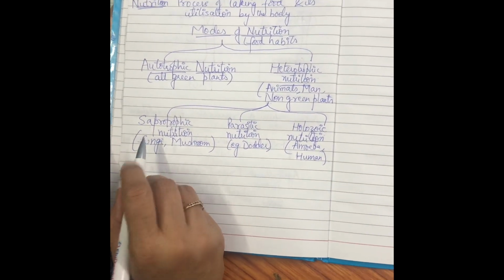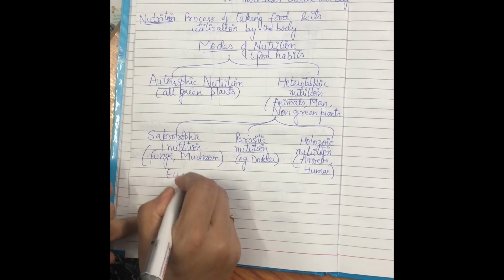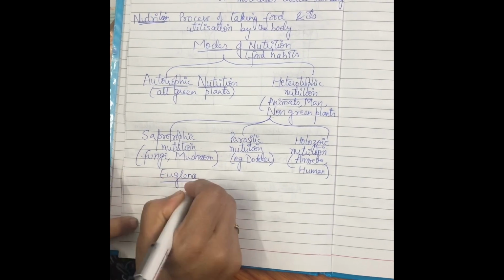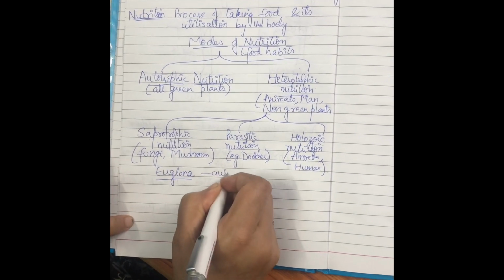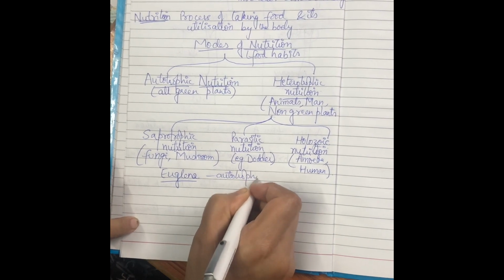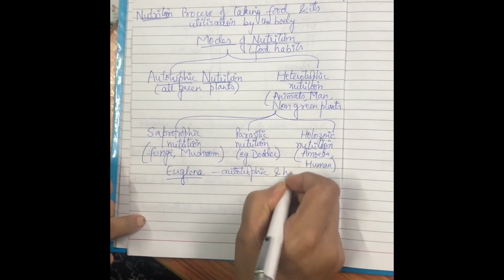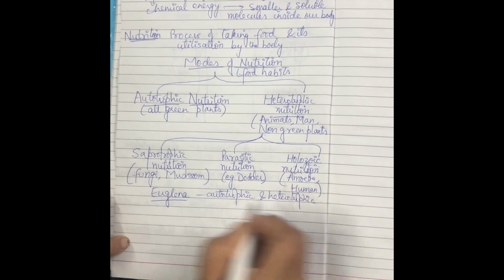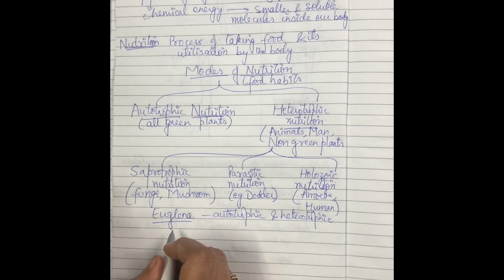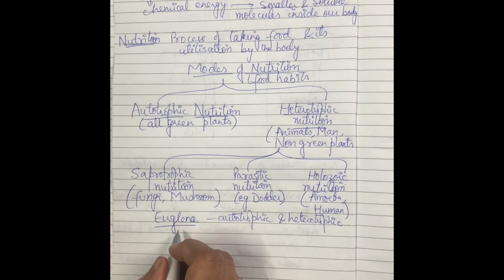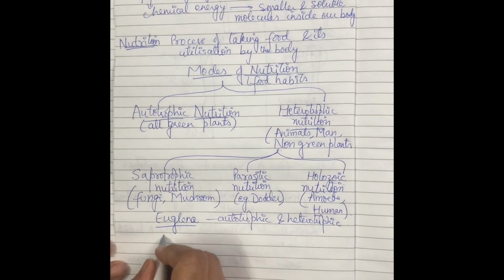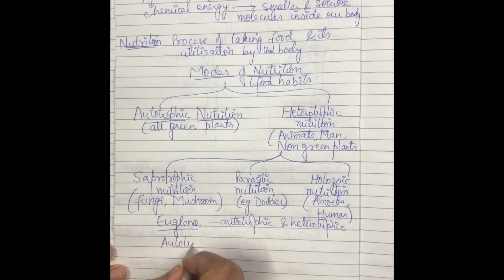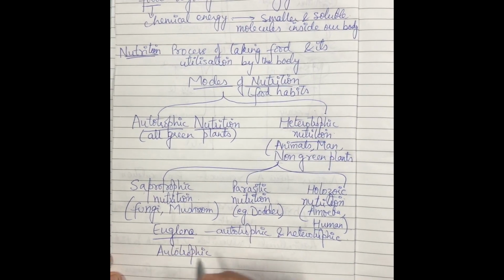Euglena is an example of an organism which is having both autotrophic and heterotrophic nutrition. That is, it can prepare its food. It has both plant and animal-like features. The first one is autotrophic nutrition. We'll start one by one.